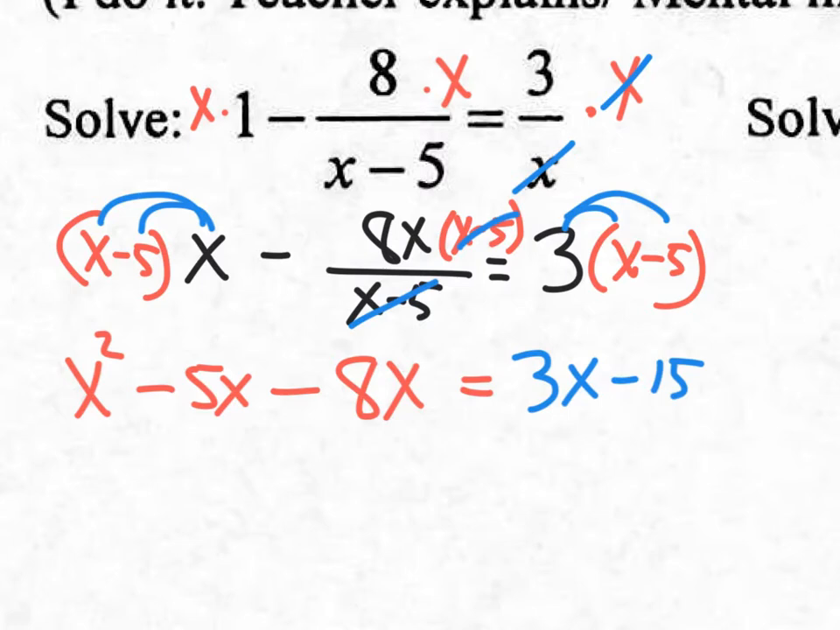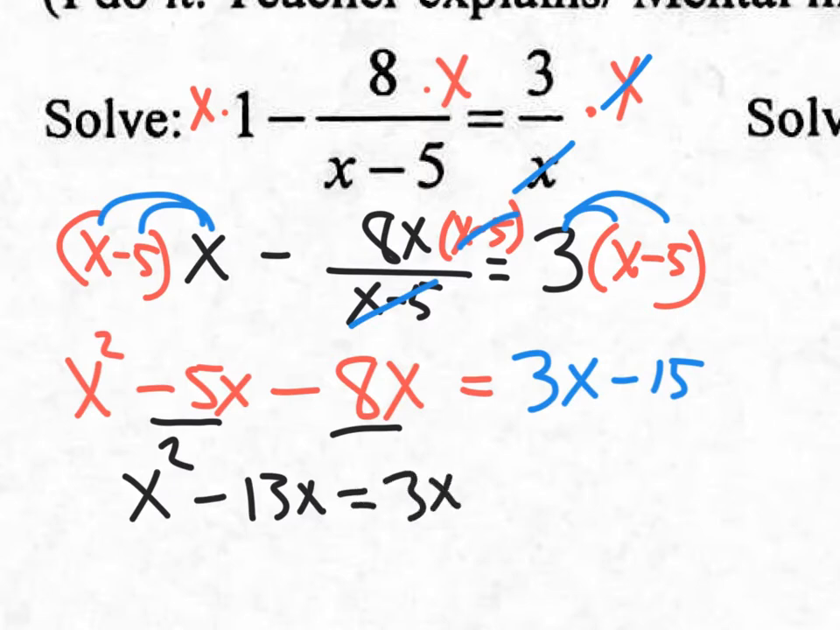And actually, even before subtracting 3x, man, I'm really messing up on this video. Even before subtracting 3x, it'd be a good idea to combine this guy with this guy. And let me rewrite the whole thing. x squared minus 13x equals 3x minus 15.